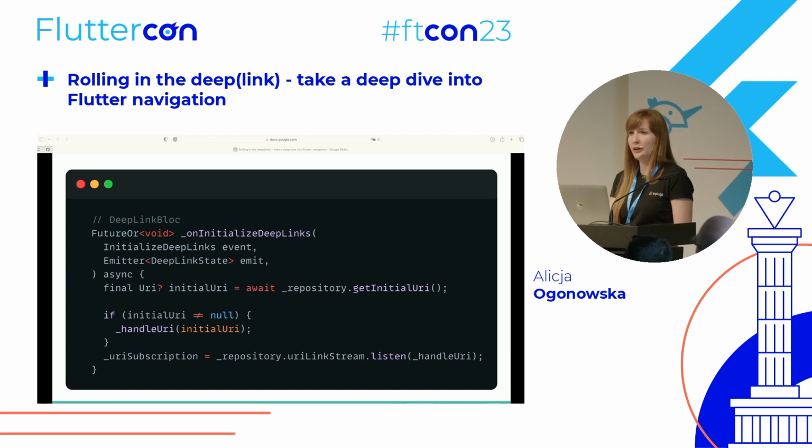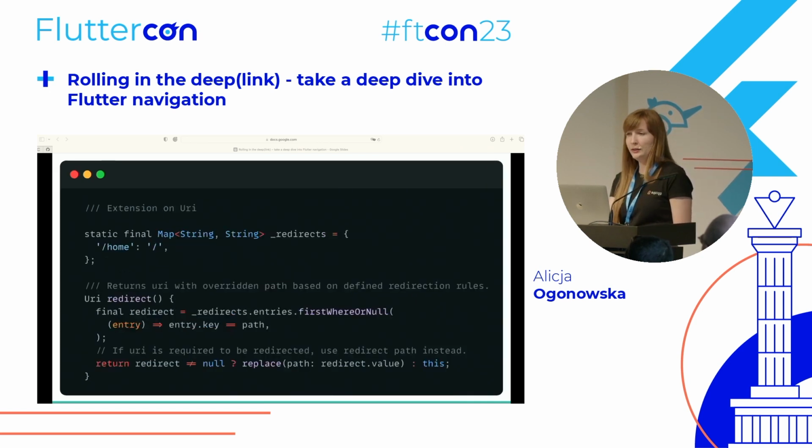So after an initialization event, I'll first check my repository for an initial link. And if there is any, I will handle it. And then I will subscribe to any incoming links. And as GoRouter had some features like redirection, well, nothing is stopping you from implementing it yourself. So at the level of processing the links, you can just, for example, define paths that should be switched. So maybe URLs on the web have a home, but you are handling just the slash.